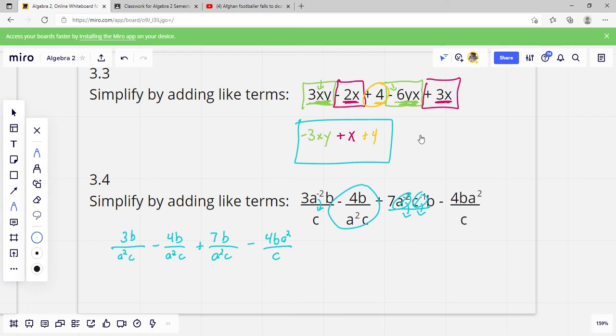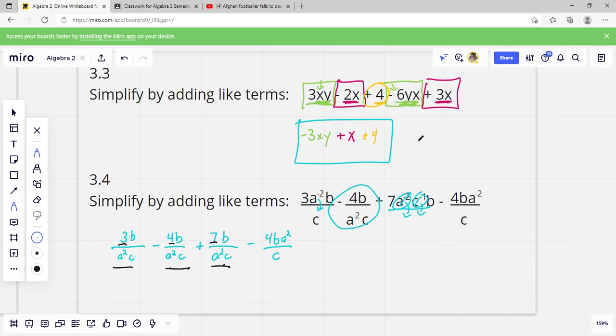Now, if we look carefully at these, we can see some of these are like terms. 3b over a squared c. This one's got a b over a squared c. This one has a b over a squared c. So all three of these are like terms. So we're just going to add our numbers. 3 minus 4 plus 7. Actually, let's put our positives together first. We could do it this way. Either way, 3 take away 4 would be negative 1, plus 7 would be 6.